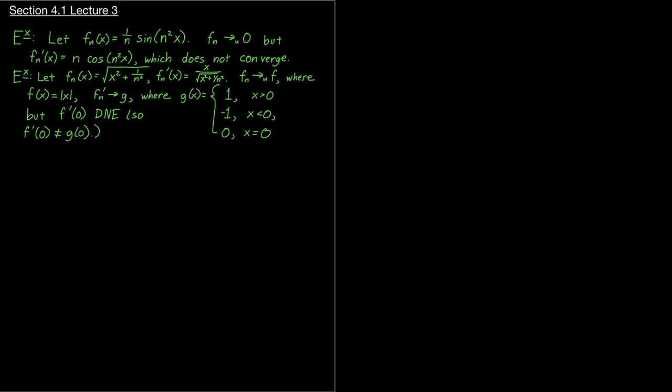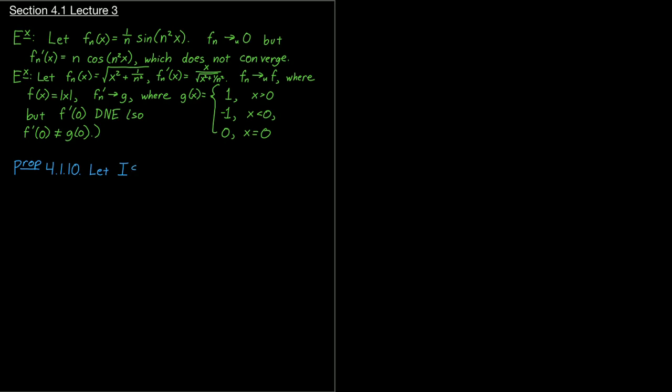So if you want to talk about convergence and derivatives of limits, you have to assume that the derivatives converge. You cannot just assume that the functions converge and then try to talk about the derivative of the limit. You have to assume the derivatives converge. So let's make this precise. So here is what we can prove.